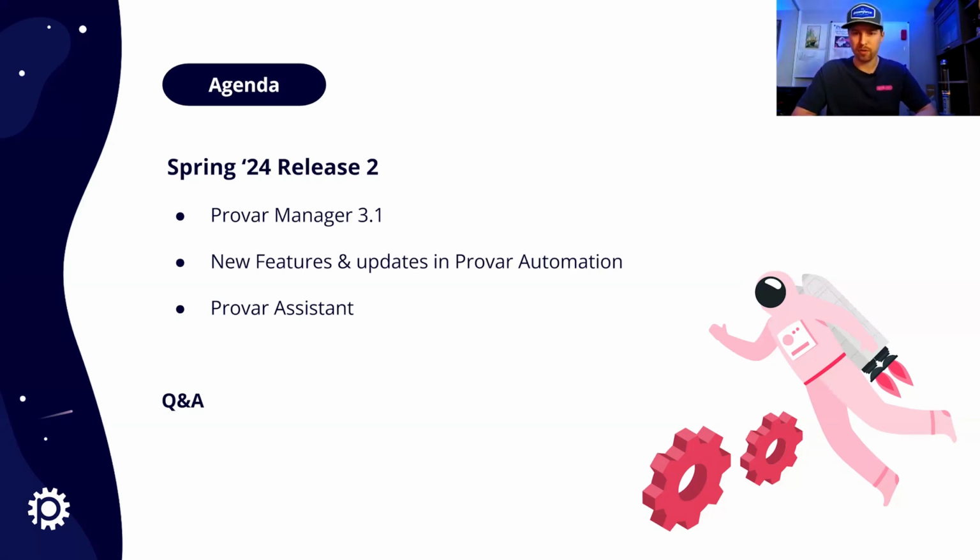And just a brief note, we are doing this webinar as a bit of a preview. Provar Manager 3.1 is generally available now. Provar Assistant is set to be generally available at the end of March, and the Spring 24 Release 2 for automation is scheduled for the spring. So just a quick update on that. And with that being said, I'll turn it over to Samuel, who will go through our Provar Manager updates.